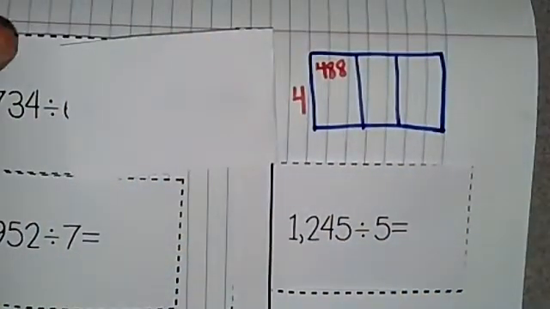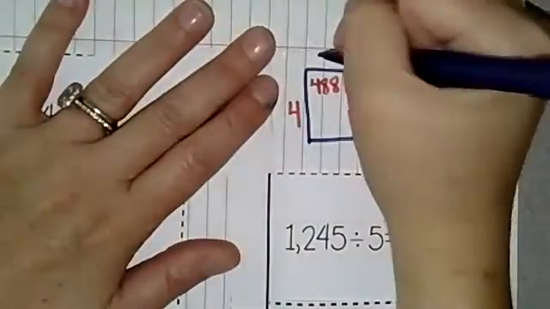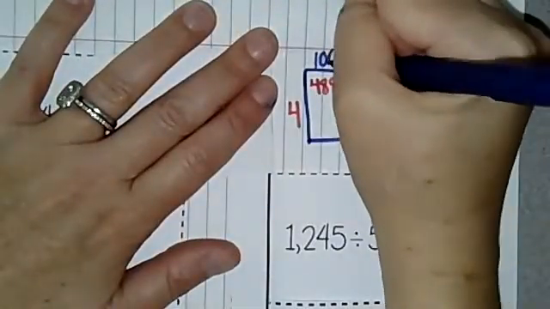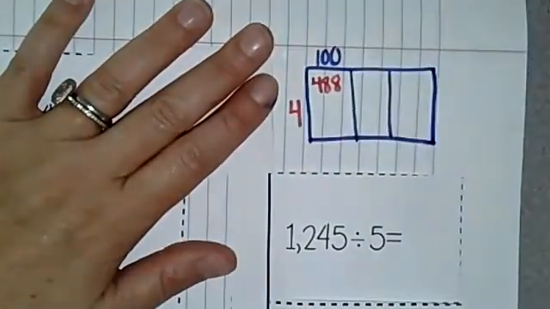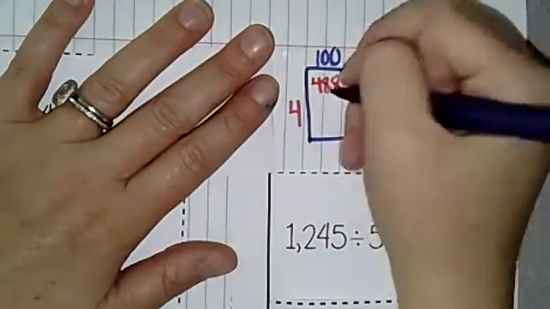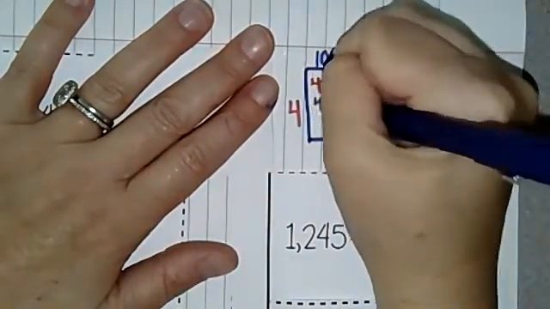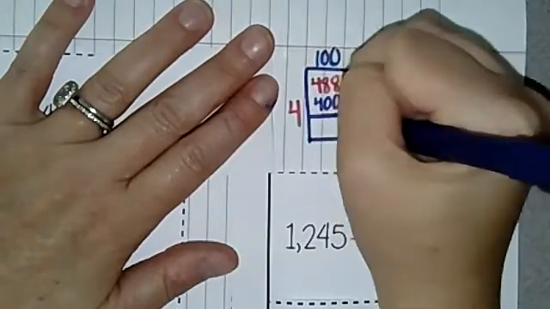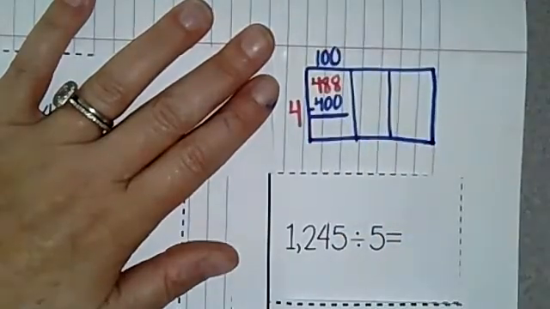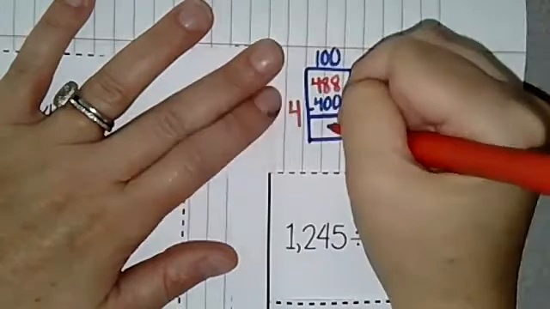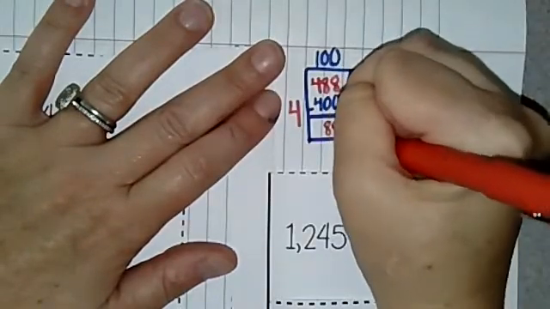Y'all want to try 100 first? Let's try 100. Write 100 up top. Hey, Evan, how much is 4 hundreds? Oh, 400. Good. Put 400 here and subtract. 488 minus those 400 leaves us with 88.